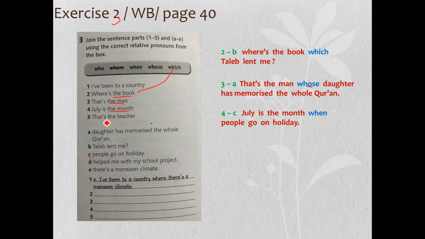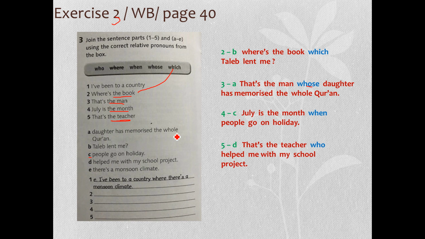The last one, that's the teacher. هذا هو المعلم. مرة أخرى, I'm talking about a person. So we would say who. That's the teacher who helped me with my school project. هذا هو الأستاذ الذي ساعدني بمشروع المدرسي. So number 5 would be with number D.